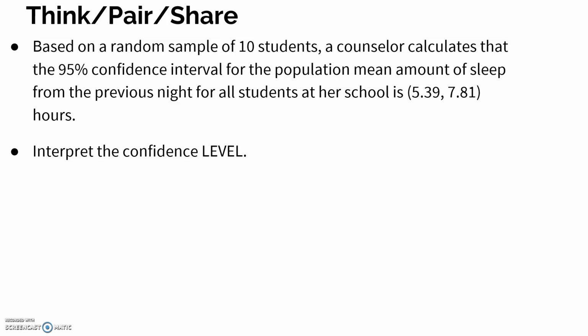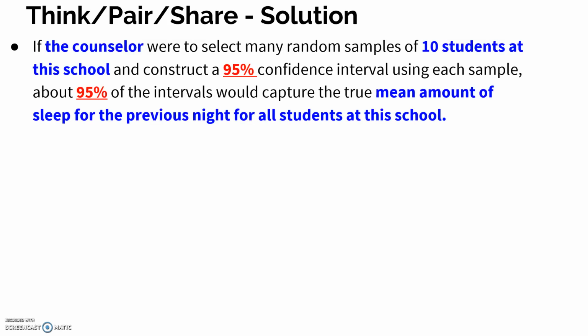So based on a random sample of 10 students, a counselor calculates that the 95% confidence interval for the population mean amount of sleep from the previous night for all students at her school is 5.39 to 7.81 hours. We're going to interpret the confidence level. All right, so in our solution here we have, if the counselor were to select many random samples of 10 students at this school and construct a 95% confidence interval using each sample, about 95% of the intervals would capture the true mean amount of sleep for the previous night for all students at the school.